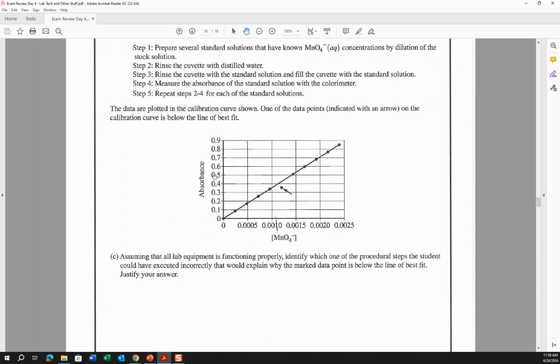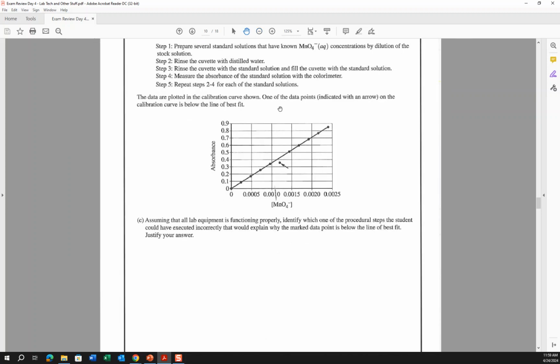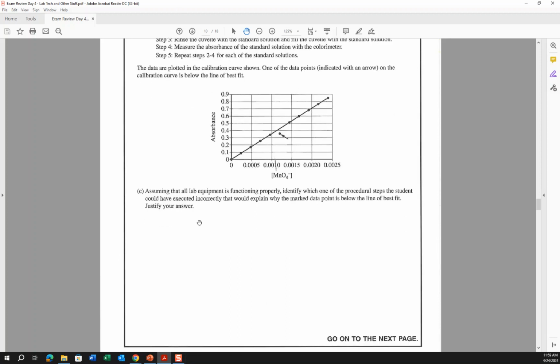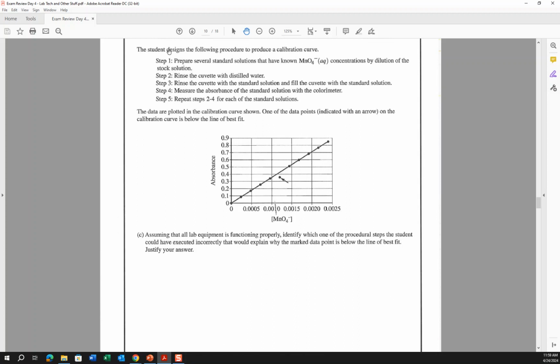All right, so here we've got an absorbance versus concentration graph. Remember, the slope of that line would be the molar absorptivity constant. If we were using Beer's Law, A equals abc, that would be the lowercase a, or the epsilon symbol, which is the molar absorptivity. So the slope of this line would give us that. Now, the reason I brought up this question is because this is the student's procedure here, and it's asking what might have been something the student did incorrectly to result in this data point here.